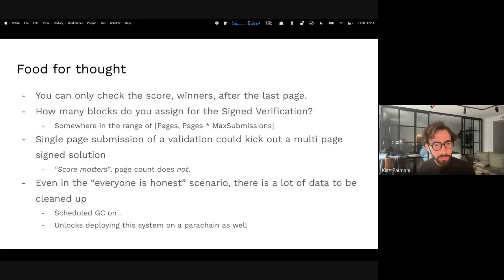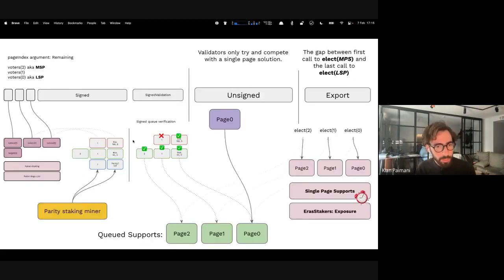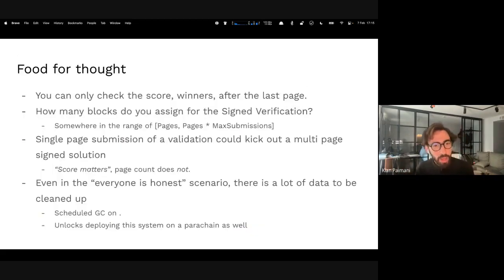This multi-block stuff, especially multi-block solutions, kind of sucks. One big hassle is that you can only know the score of a solution at the very end. So basically, a 3-page solution has 4 verification steps. Each page needs to be valid based on its local snapshot data and everything. So these are the 3 pages that need to be valid. And finally, all the 3 pages together constitute the score of the solution. That also needs to be valid. So that's quite a pain.